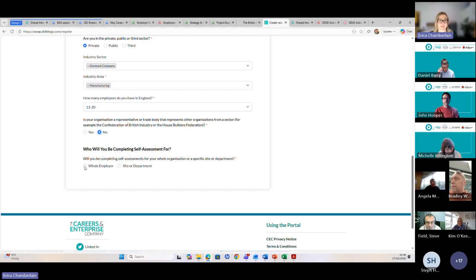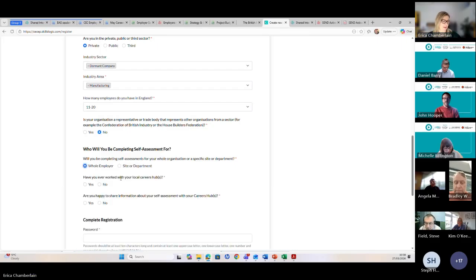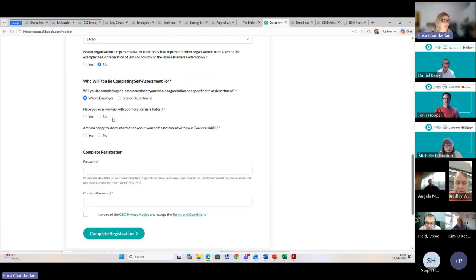And that's much more likely to be whole employer if you are a smaller employer. So that's your choice there. Then it asks you if you've ever worked with your local careers hub. So this should be yes for all of you, because you are here working in the role of enterprise advisor.